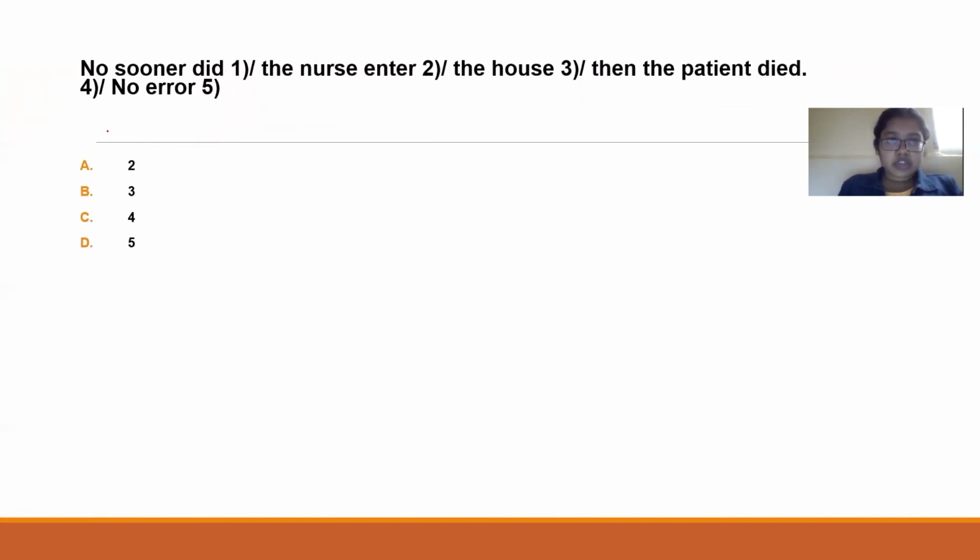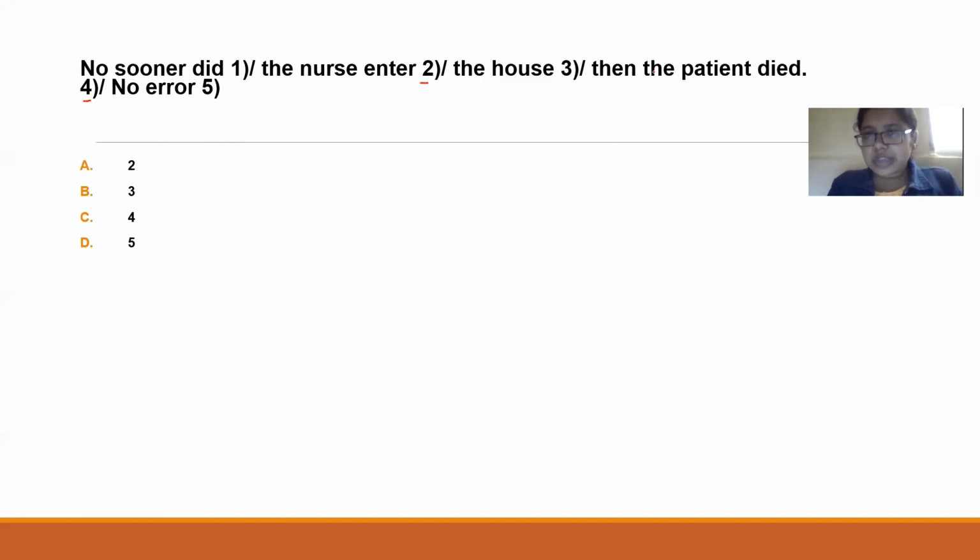So, next question. This is a kind of question where we have to spot the error, means where the mistake has been made. So, let's see the question. No sooner did the nurse enter the house than the patient died. And option C, no error. So, if there is no error, we will choose that. Otherwise we have these four parts. Just look at the sentence and see where you will find the error.